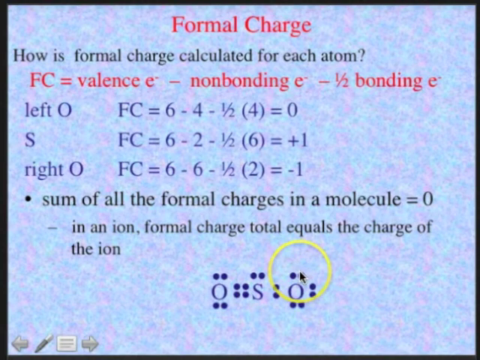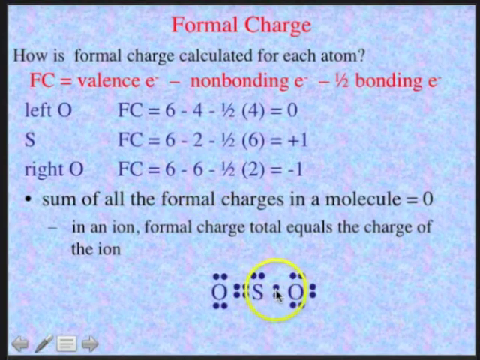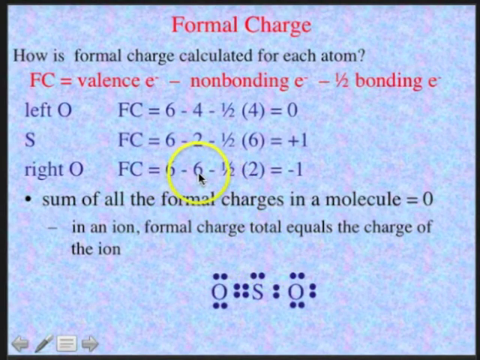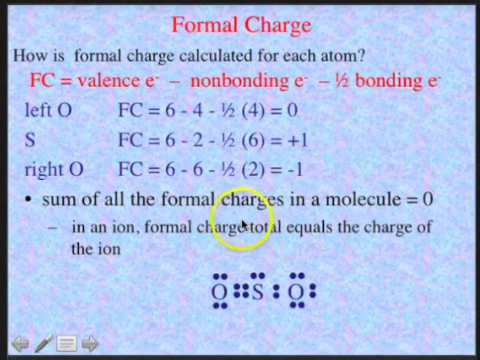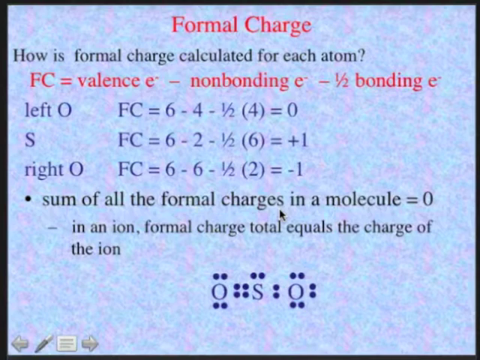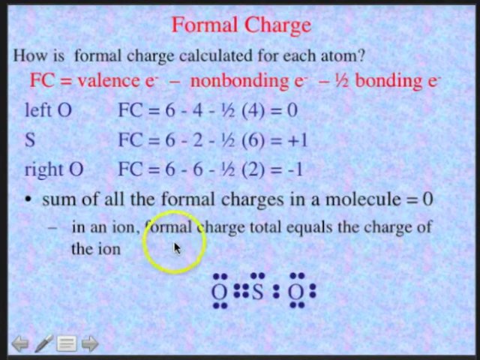The oxygen on the right has 2, 4, 6 lone pairs, minus the 6 valence number of oxygen, and then a bond with sulfur consisting of 2 electrons. Take 1/2 of that, so you have 6 minus 1, which is going to be a -1. Now the sum of all the formal charges has to add up to the charge of the species that you're working on. So this is a molecule with no charge, so the sum of the formal charges has to add up to 0. If you were working on an ion, the formal charge total equals the charge of the ion.